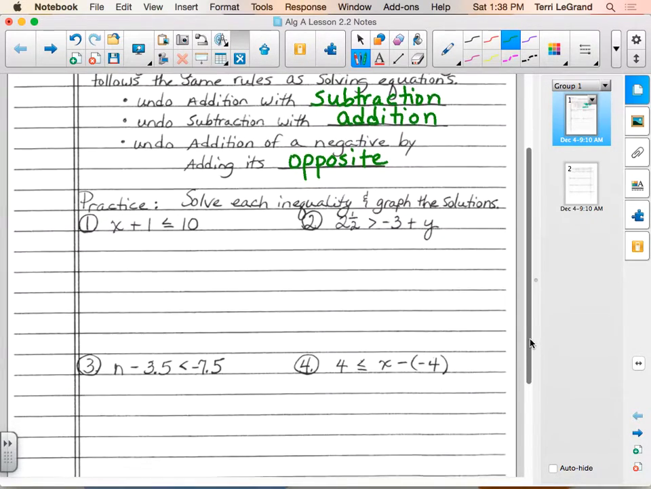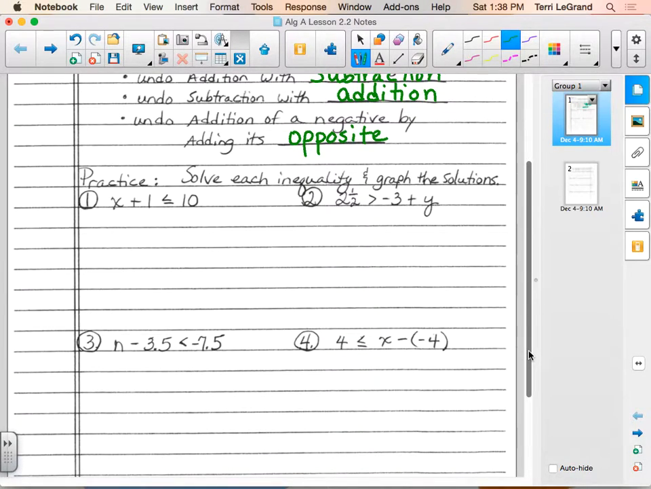Okay, let's go to work practicing some of these together here. So we have the inequality x plus 1 is less than or equal to 10. We'll show our steps of work to get x alone. 1 is being added, so we'll subtract 1. That gets our x alone is less than or equal to 10 take away 1, 9. Here's our solution. This is our algebraic solution. If I asked you for the algebraic solution for this inequality, you'd say x is less than or equal to 9.